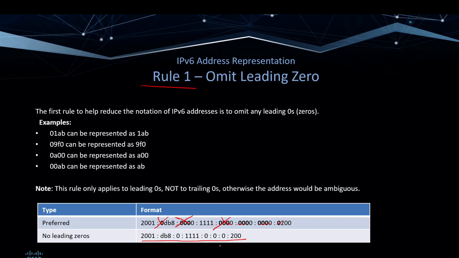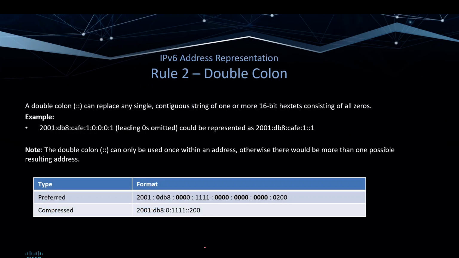The second rule is that if you have consecutive hexsets of zeros, like this one where we have 3 consecutive hexsets of zeros, we can represent them with a double colon, as you can see right here. So we take those consecutive bits of zeros and represent them with a double colon like this. But we do this only once per IPv6.